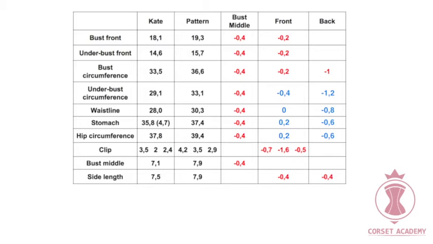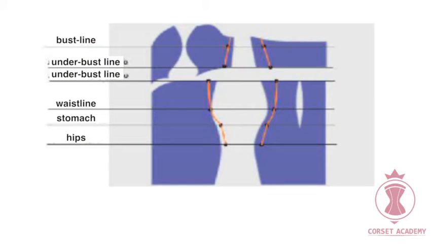Side seam at the back. I reduce the pattern by 1 inch along the bust line. I reduce the pattern by 1.2 inches along the under bust line. I reduce the pattern by 0.8 inches along the waistline. I reduce the pattern by 0.6 inches along the stomach. I reduce the pattern by 0.6 inches along the hip. That is what the side seam of the front and back looks like, schematically.